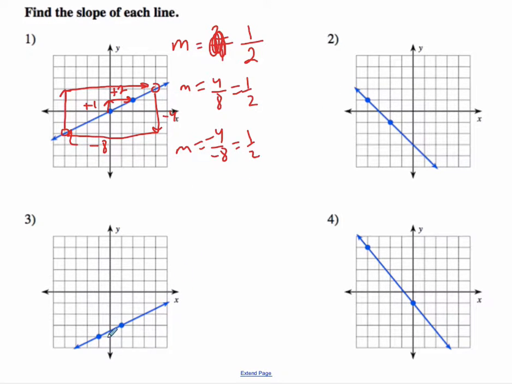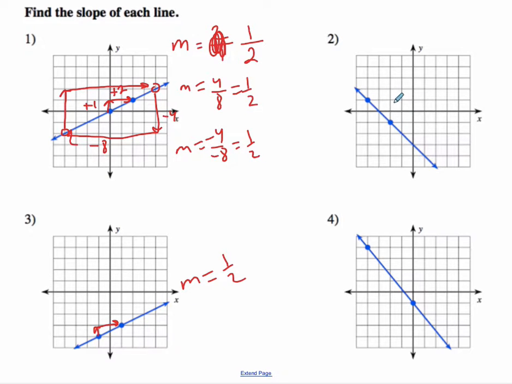So let's look at this one down here. We said it should be a positive slope. Actually, this one's also up 1, right 2. So the slope of this one is also half. Okay, you notice the blue lines here have the same steepness, and they're parallel, and they have the same slope.